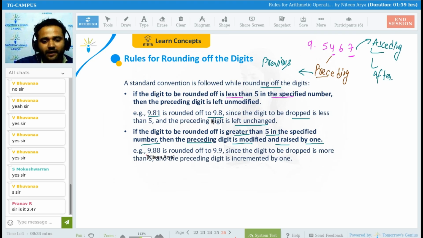For example, this 9.88 is rounded off to 9.9, since the digit to be dropped, meaning this particular digit, is more than 5. So the preceding digit, this particular digit, is going to be incremented by 1. Is this clear, everyone? Is this clear, beta?